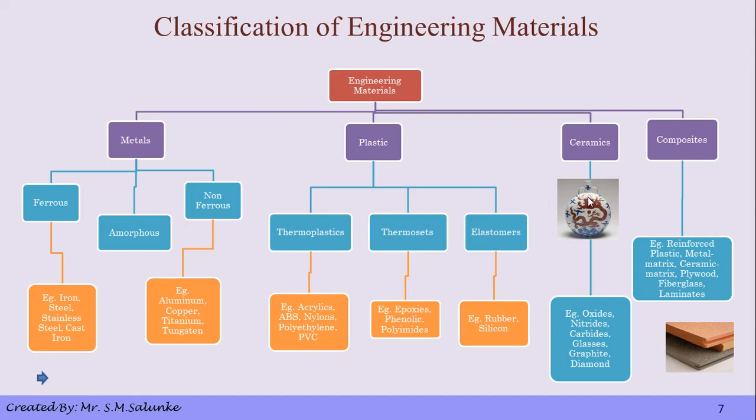Examples are iron, steel, stainless steel, cast iron. On the other hand, non-ferrous are the ones without iron. For example, aluminium, copper, titanium, tungsten, etc. We will discuss in detail about the amorphous metals in our next lecture.